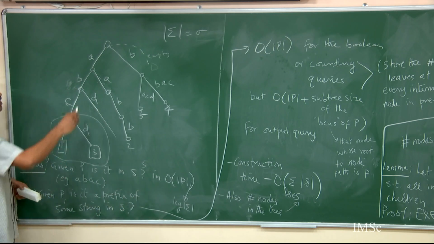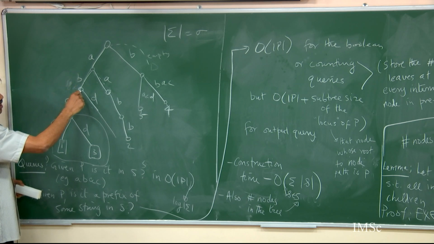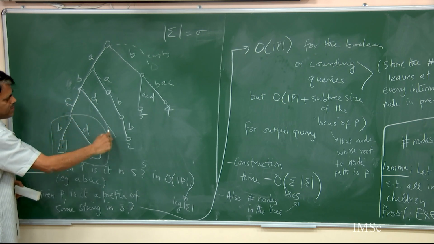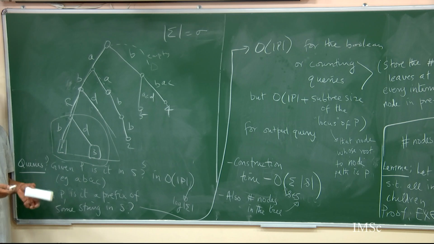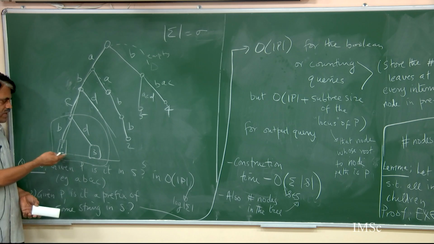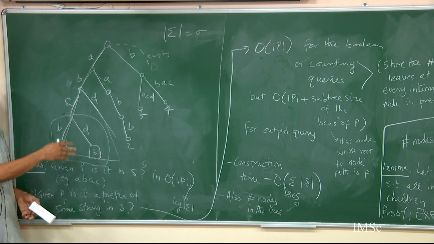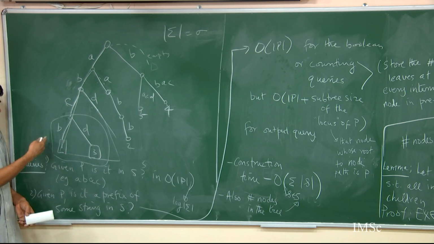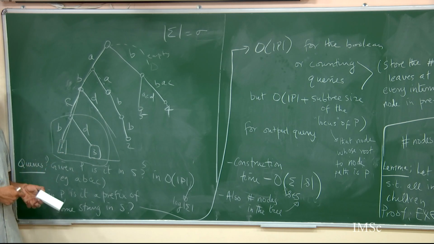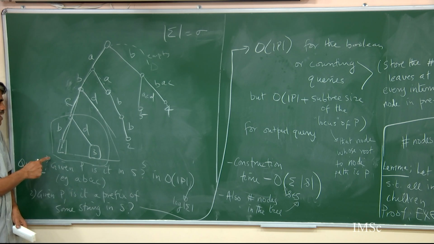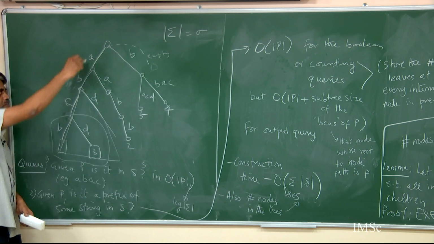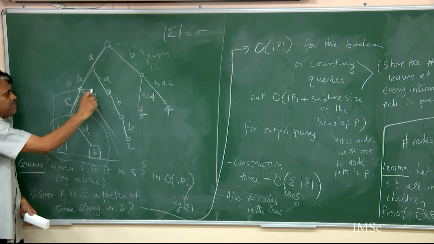So I want to know whether AB, so I have done AB, then I will do a BFS or DFS in this subtree and output all the leaves. That is my output. The output is exactly the leaves in this subtree, because those are the input strings for which I am a substring. Actually, I am a prefix, not a substring. So the time spent is proportional to the pattern size plus the subtree size.